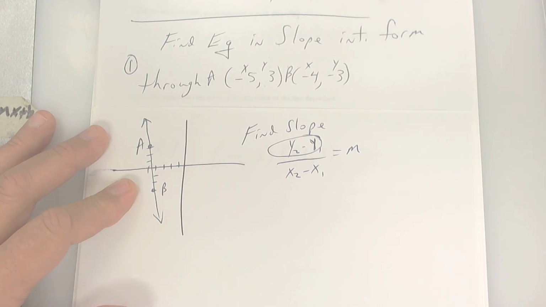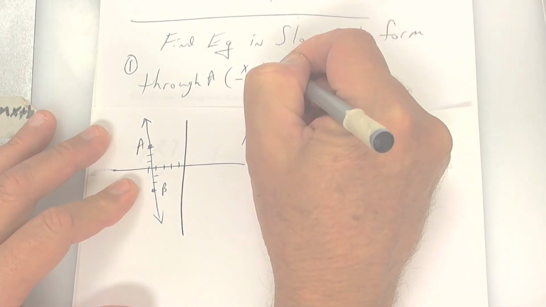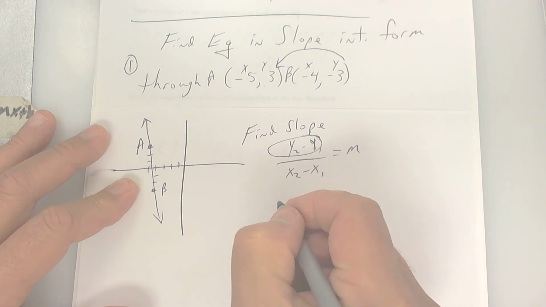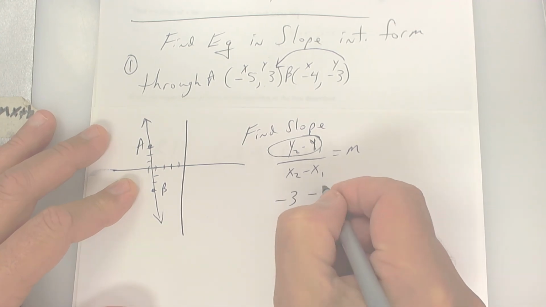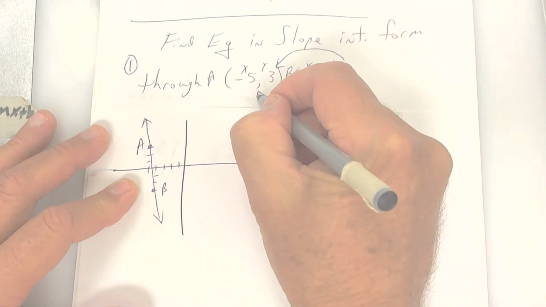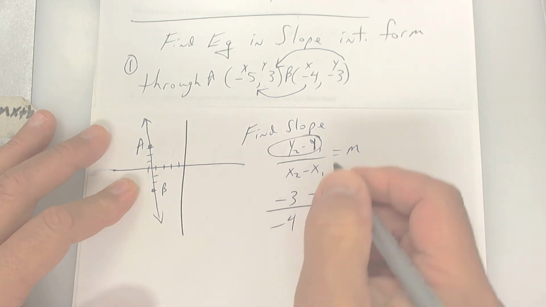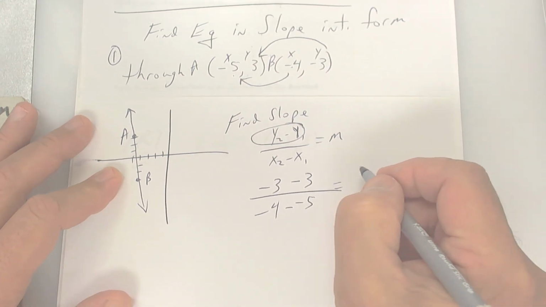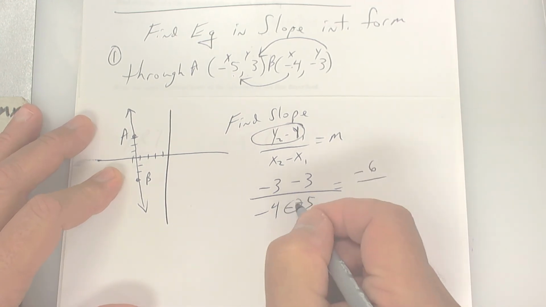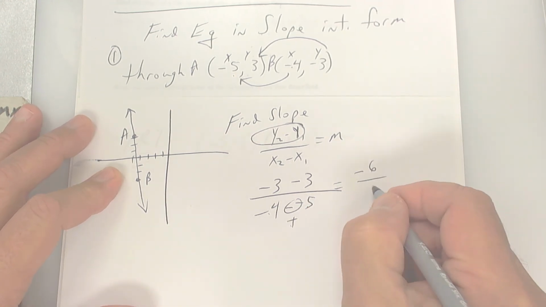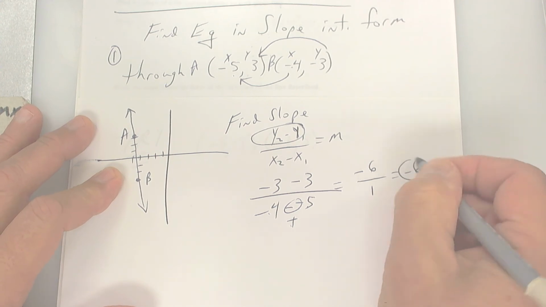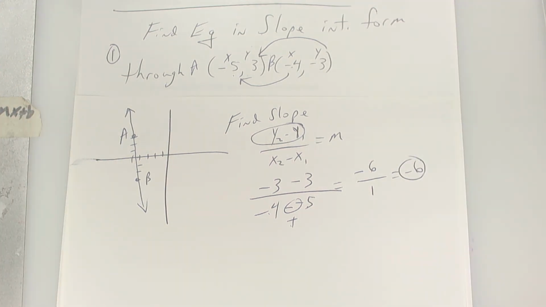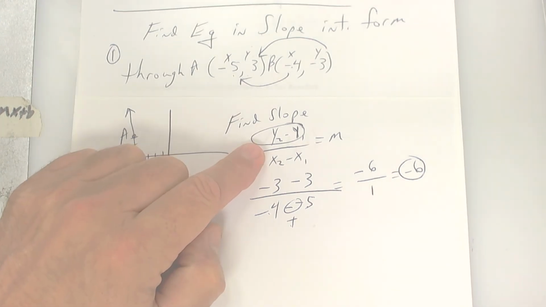On the top. So it's going to go -3 minus 3. So that's going to be -3 minus 3. And then -4 minus a -5. So that's going to be a -6. This is a plus. 5 minus 4 is 1. So that's a -6. So your slope is -6. You have to be able to find slope. Remember, the y's go at the top.